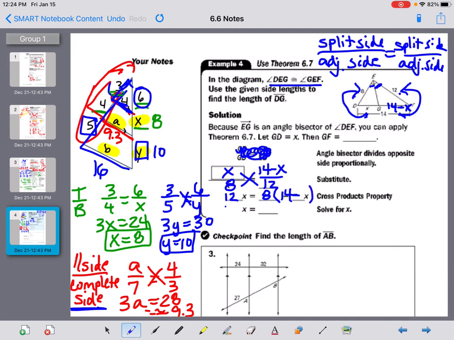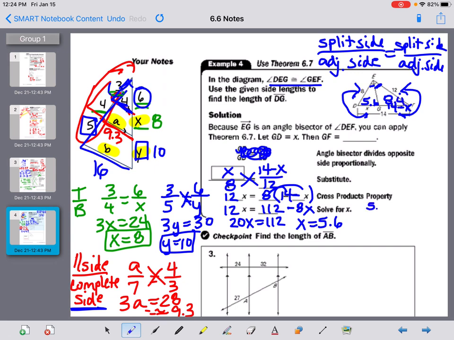I need to distribute. I'm going to get 12x. 8 times 14 is 112. 8 times x is negative 8x. I'm going to add 8x to the other side. Divide by 20, I don't get a whole number, I get 5.6, okay? Which means one side is 5.6, I subtract that from 14, and my other side is 8.4.